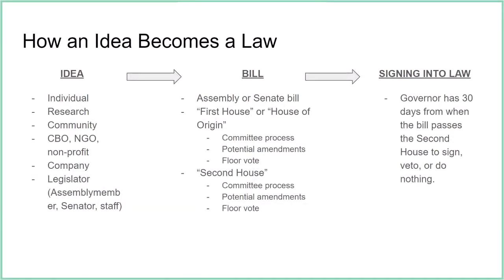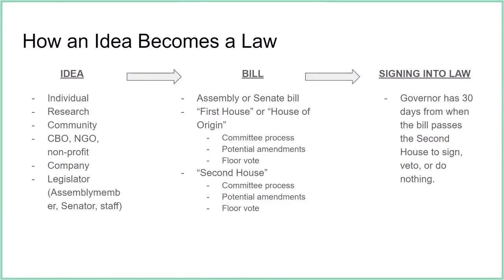Ultimately, if you get through the second house, you've passed through all the committees, you've passed through the Appropriations Committee of that house as well, and then you pass through the Senate floor with 21 out of 40 votes at least, then the bill goes on to the governor's desk. And this is where the bill has successfully passed through the legislative branch of the government and is now sitting on the governor's desk. The governor is, of course, the head of the executive branch, and the head of the executive branch has 30 days from when the bill passes the legislature to sign, veto, or do nothing on the bill.